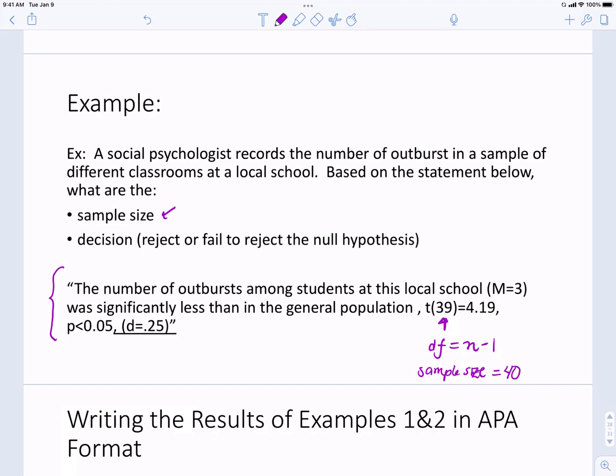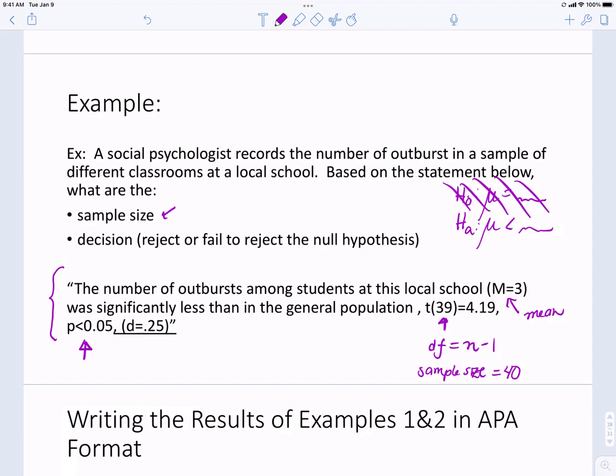Now let's talk about the decision, right? It says the number of outbursts among students at this local school was significantly less. So the null hypothesis had to have been the mean is equal to some number that we don't know, but the alternative was that the mean was less than that number, whatever that number was. So we can see here that the mean that's reported from the sample was 3. So the number of outbursts among students at this local school, mean equals 3, was significantly less than the general population. In other words, the null hypothesis was rejected.